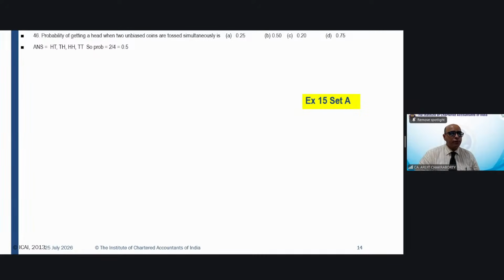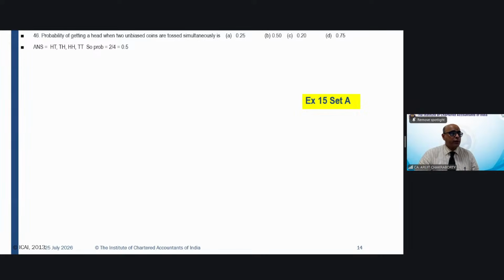So probability of getting a head. How many possibilities are there? It can be HH, HT, TH, TT: head and head, head and tail, tail and head, tail and tail. 4 possibilities. Now, the question is of getting a head. A head means either one head or it could be two heads. Now, let's see the probability of getting one head, of getting a head, they are saying.